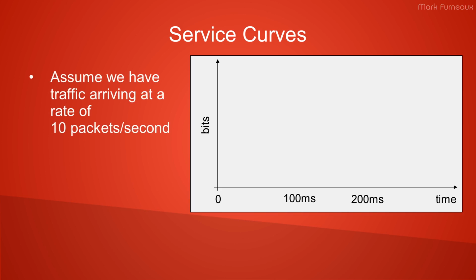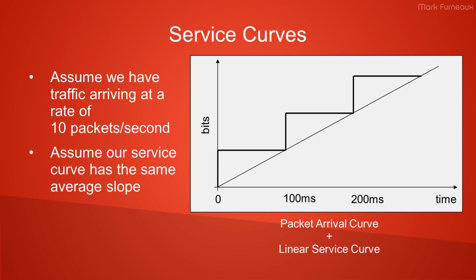So let's do a little bit of an example, and let's assume that we have traffic that arrives at a rate of 10 packets per second. So its arrival curve, this is not a service curve, its arrival curve would look something like this. If it's 10 packets per second, we'll say one packet comes every 100 milliseconds. So if we were to graph the number of bits over time, it would look something like this. Every time a packet arrives, we have this vertical edge where a number of bits arrives. The number of actual bits doesn't matter, it's not important. But that's what our arrival curve would look like.